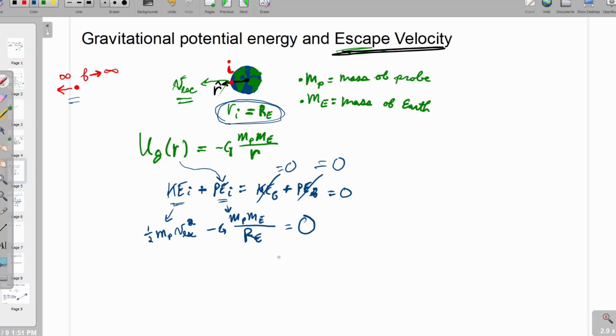Now, just to say something about this, gravitational potential energy here is going to be negative, and this is pretty typical.